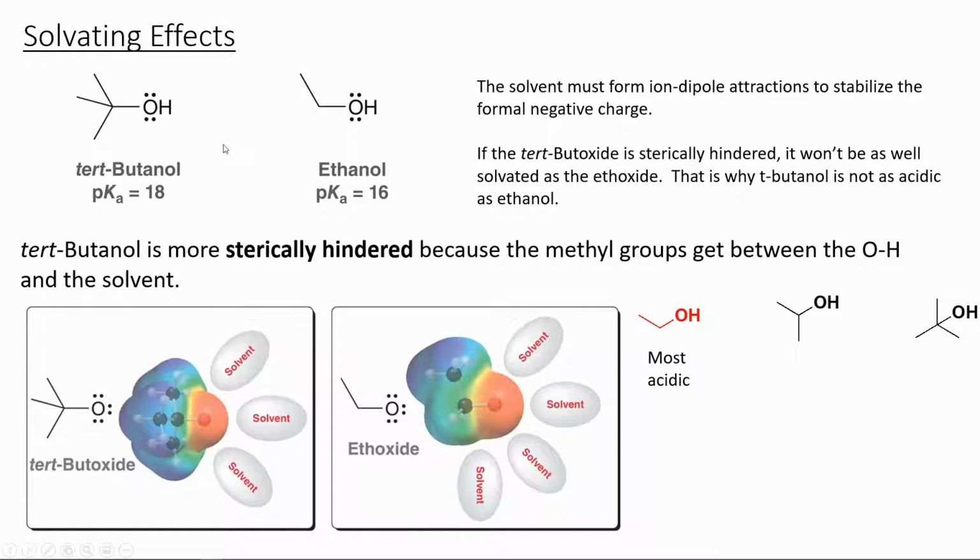This is why we see a 100-fold difference in pKa between tert-butanol and ethanol. If we mixed tert-butoxide and ethanol together, then we would have almost all of the ethanol deprotonated and all of the tert-butanol protonated, because the tert-butanol pKa is much higher, and that's because it's more sterically hindered. Comparing ethanol to isopropanol to tert-butanol, ethanol is going to be the most acidic.